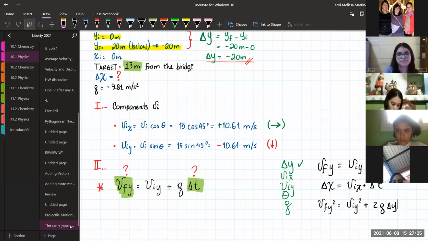This is a single term. Este es solo un solo término. Se lee velocidad final en y. This is another single term, velocidad inicial en y. ¿Ok? Entonces es como si tuviera this in parentheses, like that.